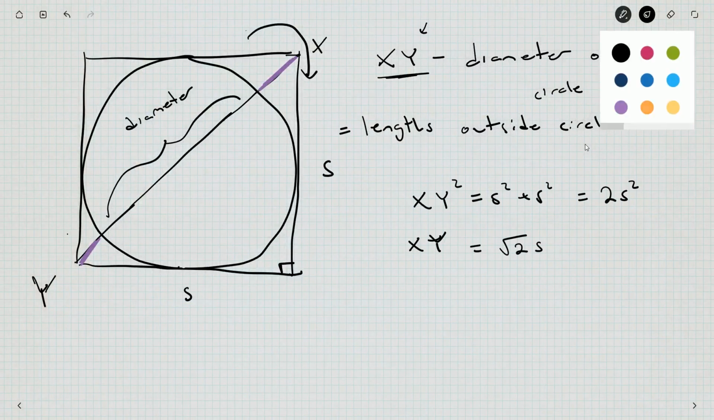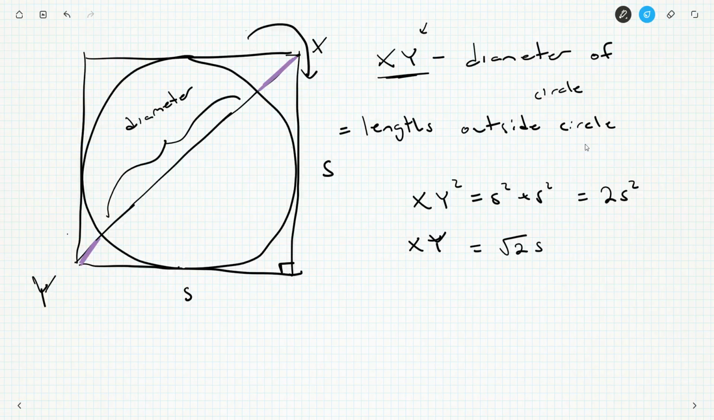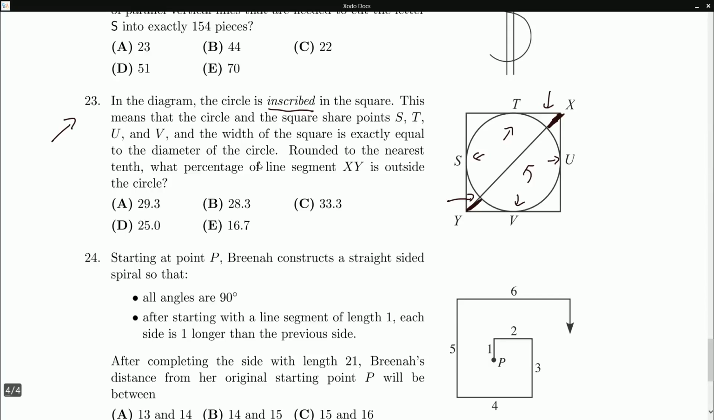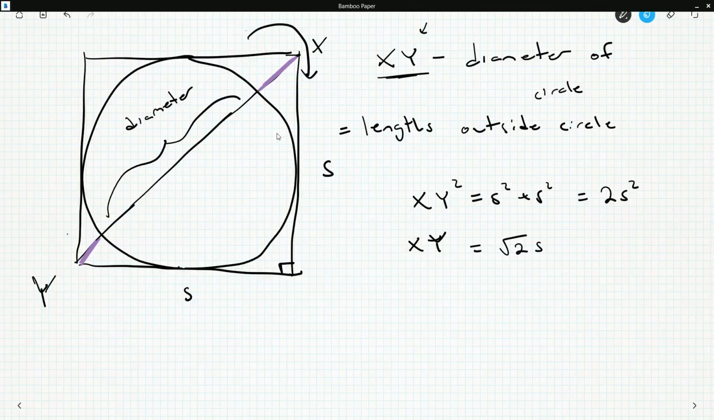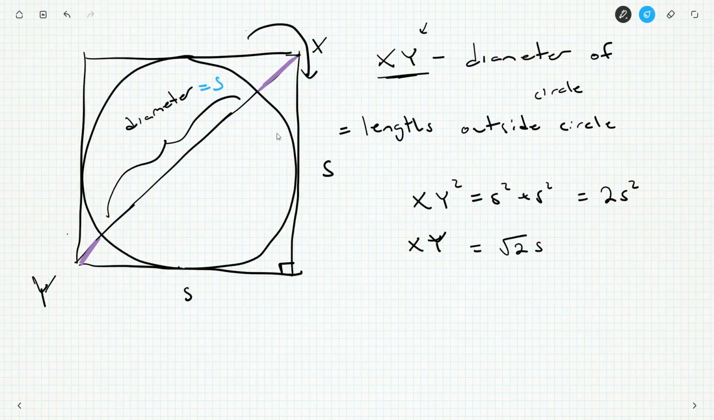Okay, now how about that diameter? Well, what did they say in the question? That the width of the square is exactly the diameter of the circle. Let's clean that up a little bit. The width of the square, so the side length of the square, is exactly the diameter of the circle. So this diameter here is actually s. So there's s, there's s, there's s.